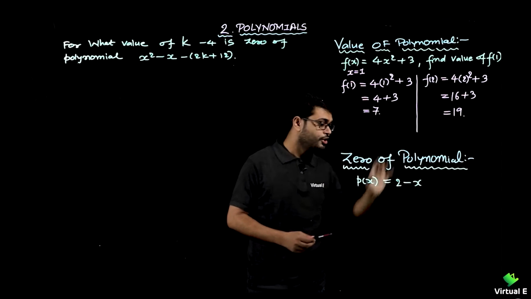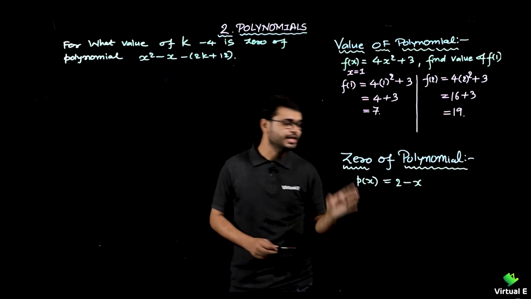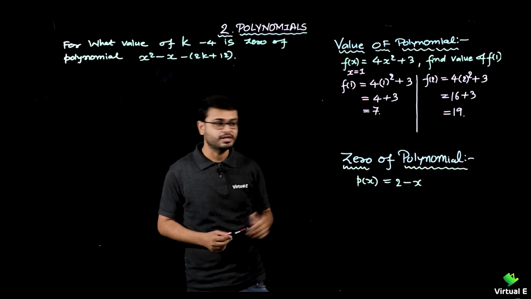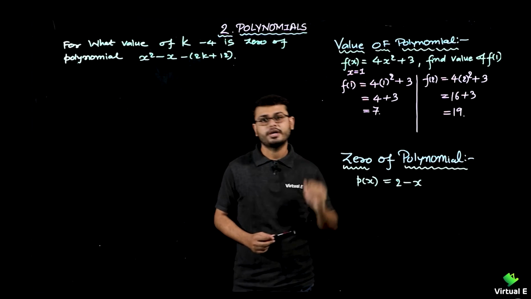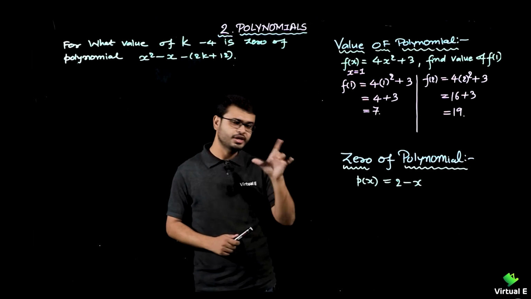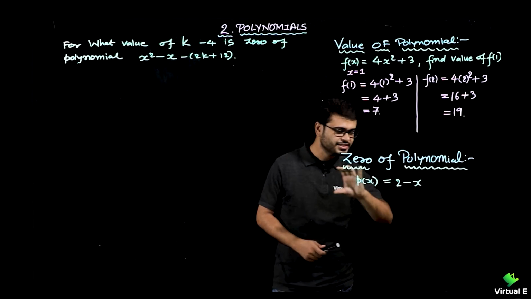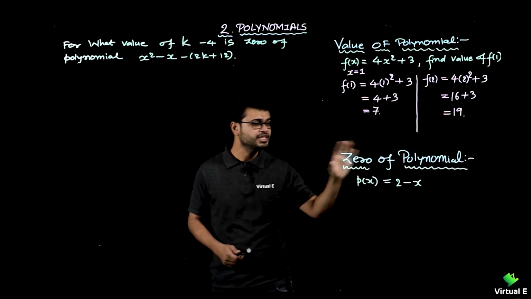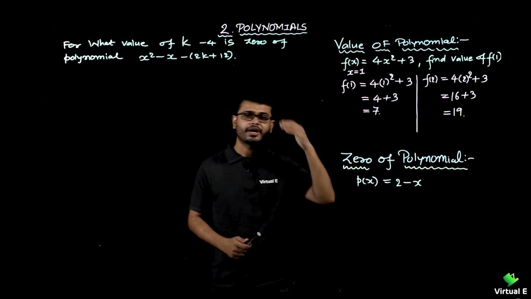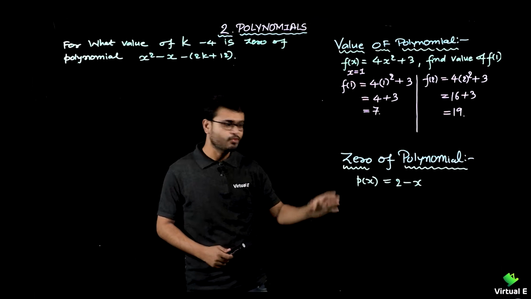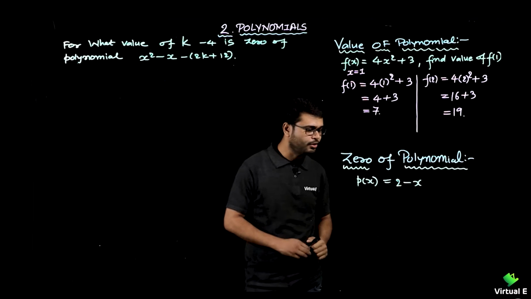Now a very important topic, zero of polynomial, that we are going to discuss in this chapter in detail. For a quadratic polynomial, the degree of polynomial is 2. So first of all, let's understand the most basic idea of zero of polynomial. Don't go for quadratic directly, start with the most simple one. That's why I've taken a linear polynomial.